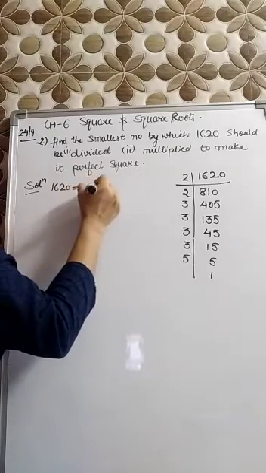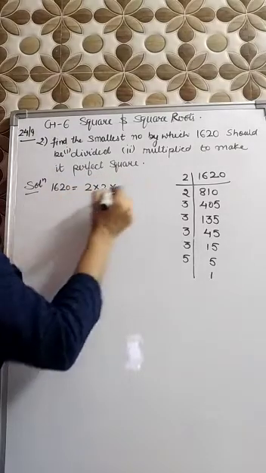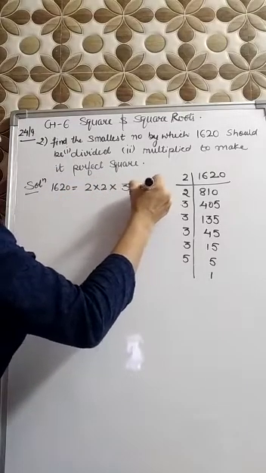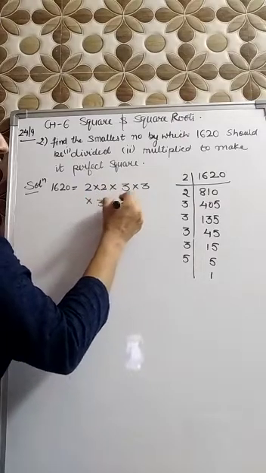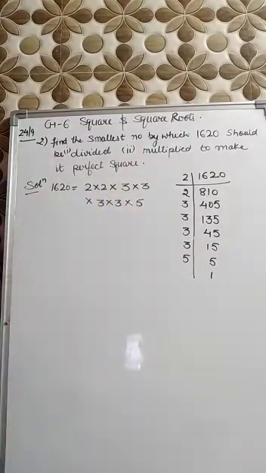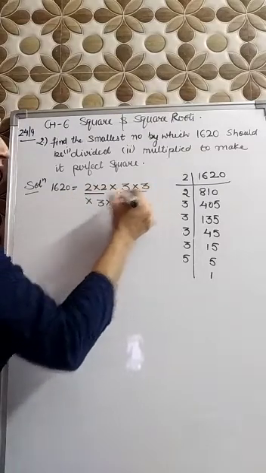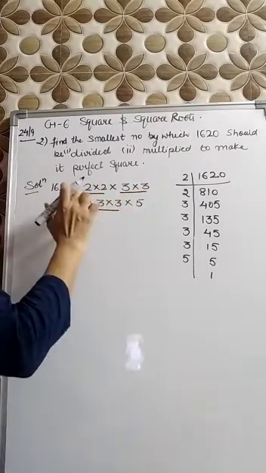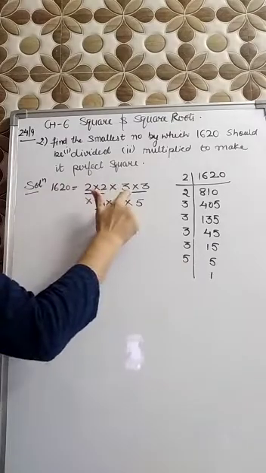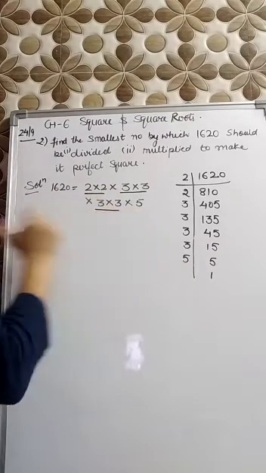So I am getting 1620 equal to 2 into 2 into 3 into 3 into 3 into 5. So I have written all the factors that I have got after prime factorization. So let's make pairs of two numbers. You can see that we are having 2 and 3 in pairs, but 5 remains unpaired.